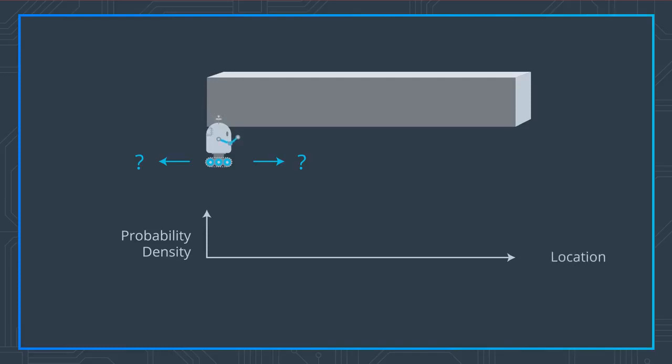The way I'm going to model the robot's current belief about where it might be, its confusion, is by a uniform function that assigns equal weight to every possible place in this world. That is the state of maximum confusion.